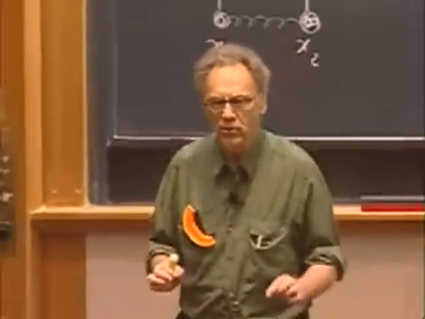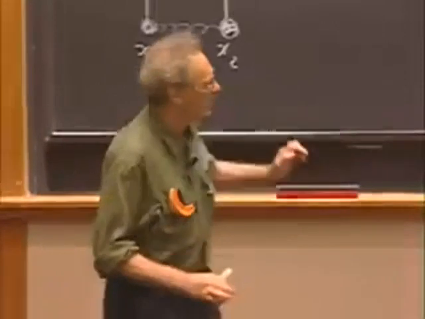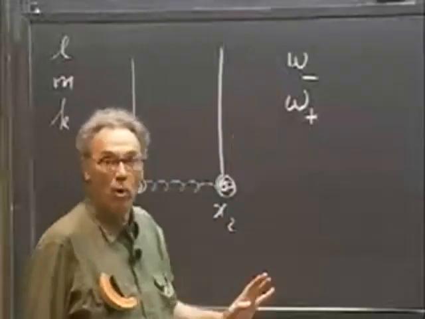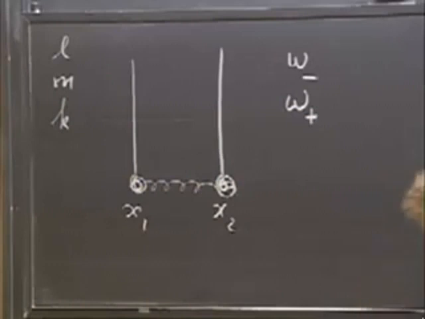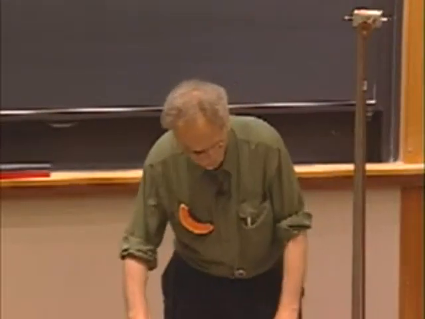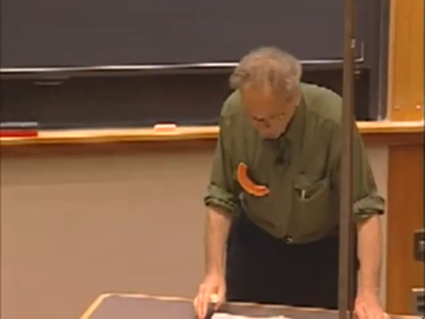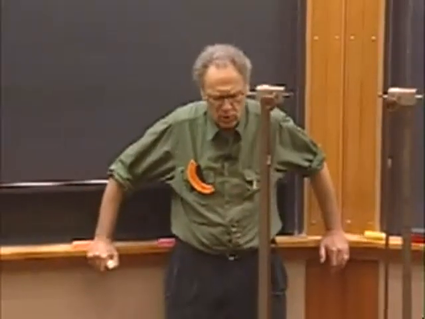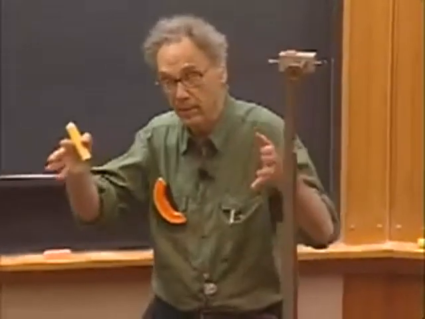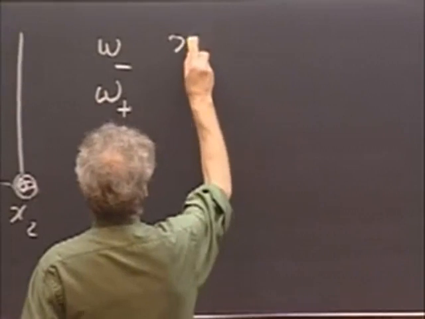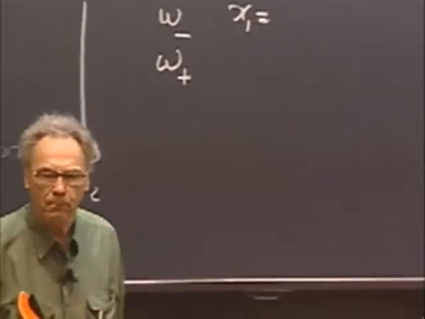I can excite, and I will excite, this system into its normal modes only. I can excite this normal mode alone and this normal mode alone if I choose the correct initial conditions. So for any randomly chosen initial condition, the motion of each object can be written as a linear combination of these 2 modes. Take my word for that for now, but of course I will demonstrate and prove that to you.